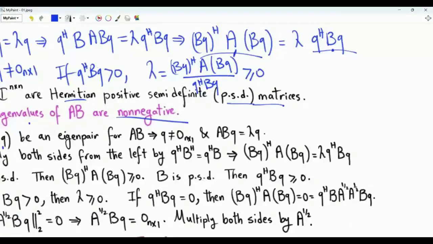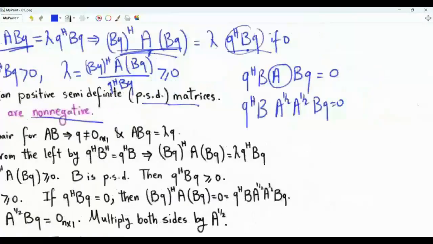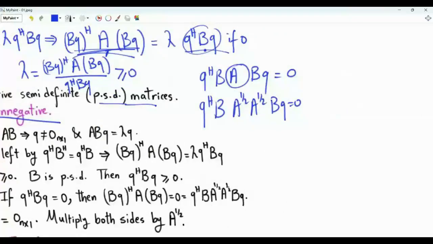What if Q Hermitian BQ is equal to 0? If this is 0, then also this is equal to 0. So Q Hermitian B A BQ is equal to 0. Let's take this matrix A and split it into A to the 1/2, A to the 1/2 BQ is equal to 0. A to the 1/2 is defined similar to the logarithm of A. If A is Q and then the diagonal matrix of eigenvalues and Q Hermitian, then A to the power 1/2 will have here square root of lambda 1 of A all the way to the square root of lambda n of A. A is a Hermitian positive semi-definite matrix. Those are non-negative real numbers.